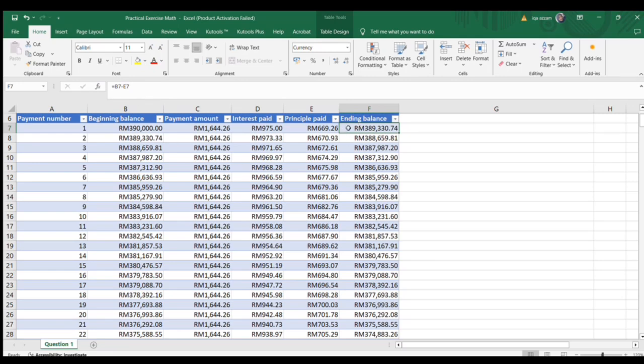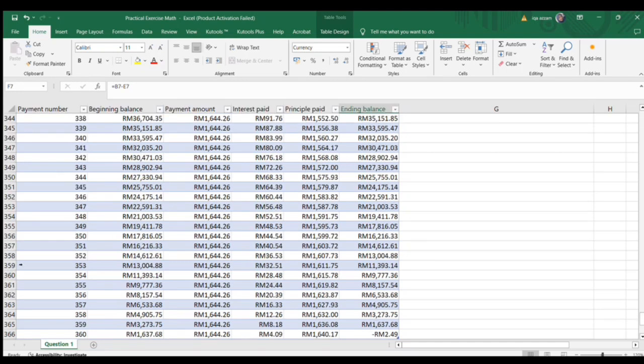Now, the ending balance for the previous month, I will put it in the beginning balance for the next month. Then I will continue the same process until it reaches 360 months. As you can see, at 360 months, at the ending balance, we got negative 2 ringgit 49 cents, which means Miss Aina has completely paid her loan at the 360th month.